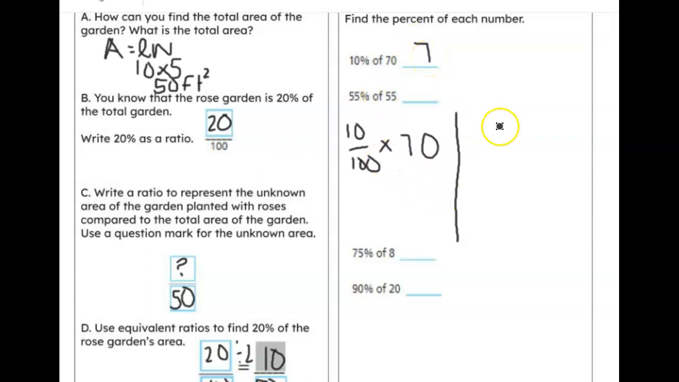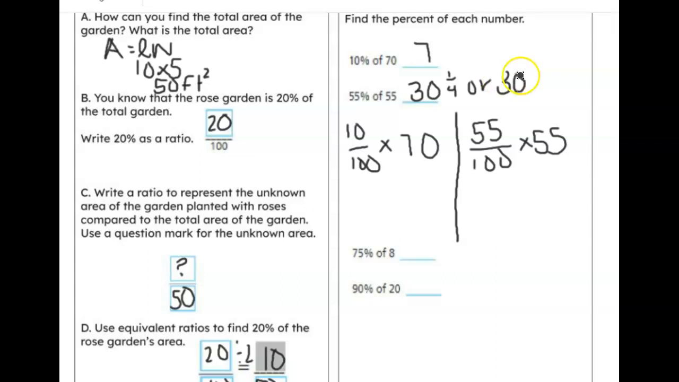Over here, 55%, we're going to write that as 55 over 100. Of means multiplication and 55. So 55 over 100 times 55, I got 30 and 1/4, which means you could also write it as 30.25. I will take the fraction or the decimal.